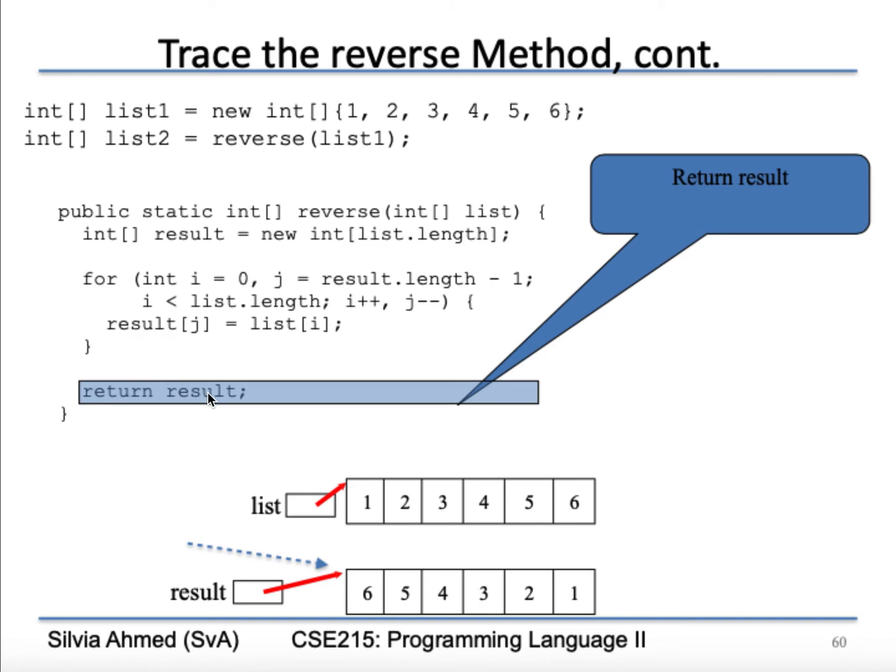When we say we return the result, we are actually returning the address of the result. So that address will be assigned to list2 here. So list2 will have the same address as result. In other words, list2 will point to the same array as result. So this is how the original array list was reversed and we had another copy.